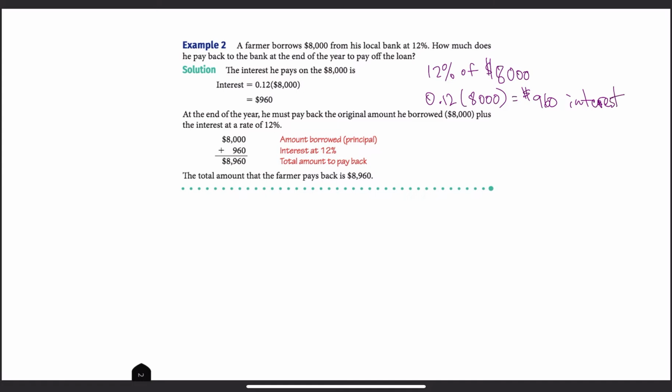So then how much does he have to pay back? He has to pay back the $8,000 plus $960 in interest. So the total amount, $8,960, is what he has to pay back at the end of the year.